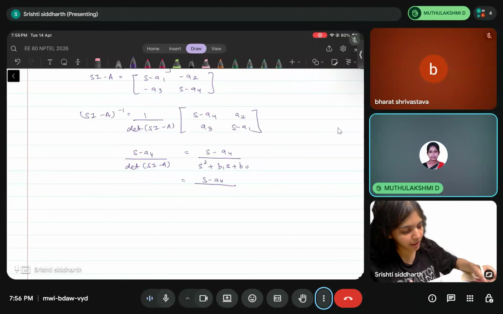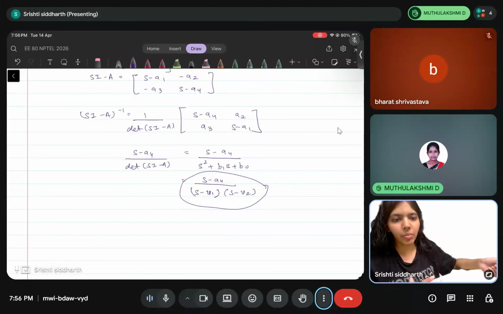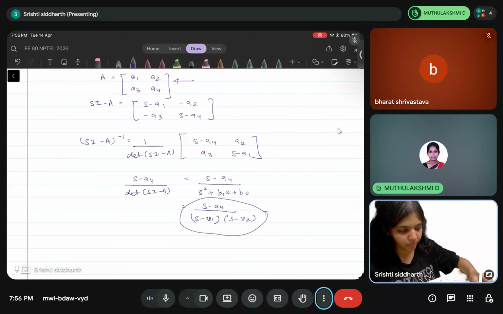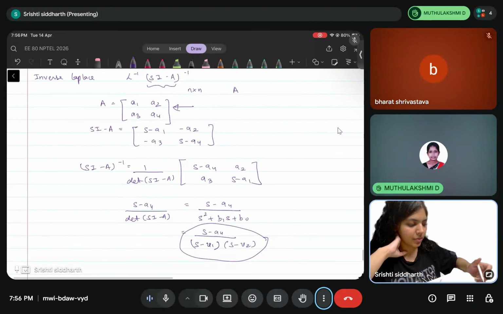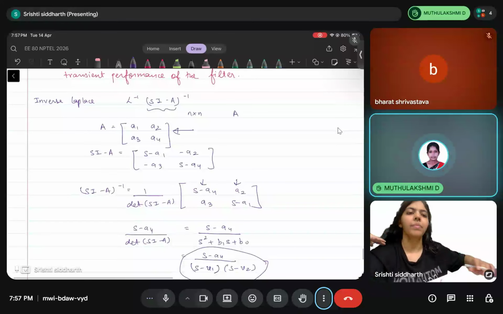You can factor it into roots, let's say s minus v1, s minus v2. Then you have to take the Laplace inverse of this. It does not matter whether the matrix A is lower triangular, upper triangular, or diagonal. It can have a general form. You have to find the Laplace inverse of the individual entries.